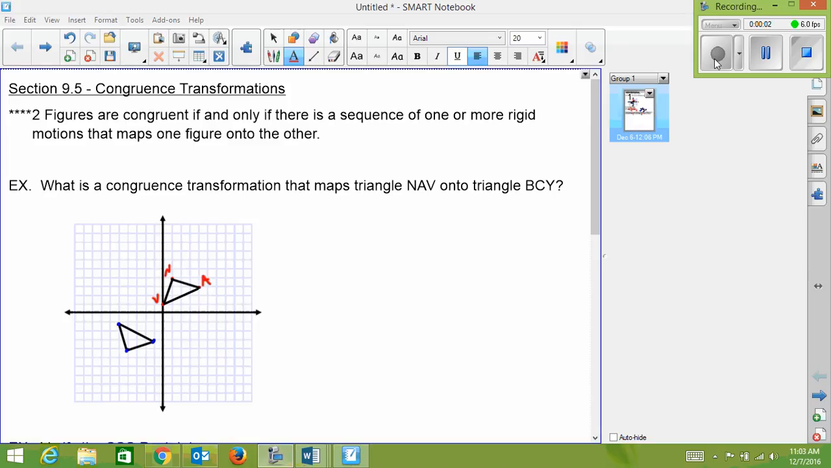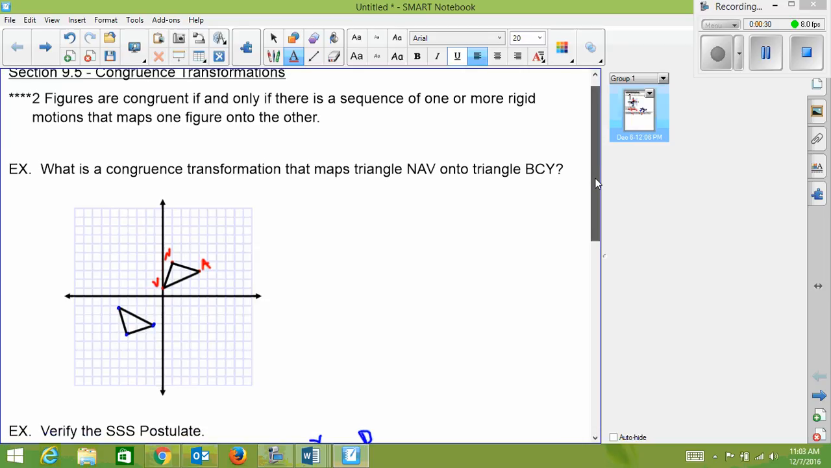Hello and welcome to section 9.5, which is on congruence transformations. Two figures are congruent if and only if there is a sequence of one or more rigid motions that maps one figure onto the other. So if you can do any combination of translations, rotations, and reflections to a figure and have it end up exactly on top of another figure, then those two figures are congruent.